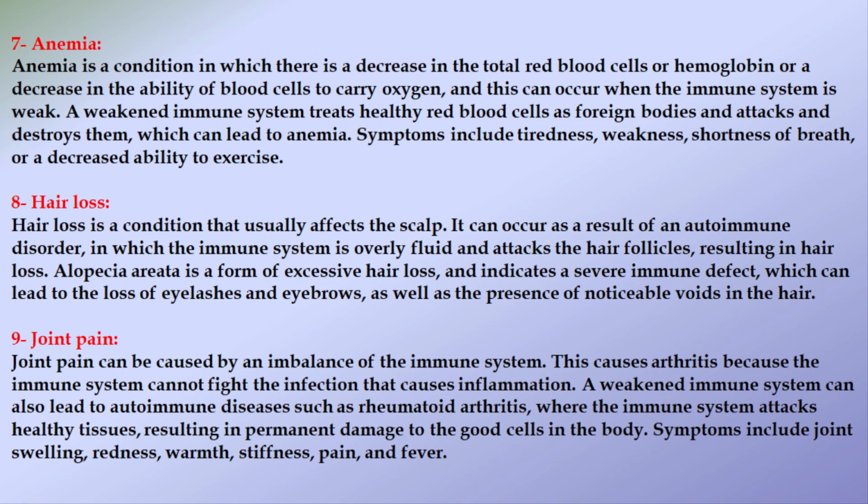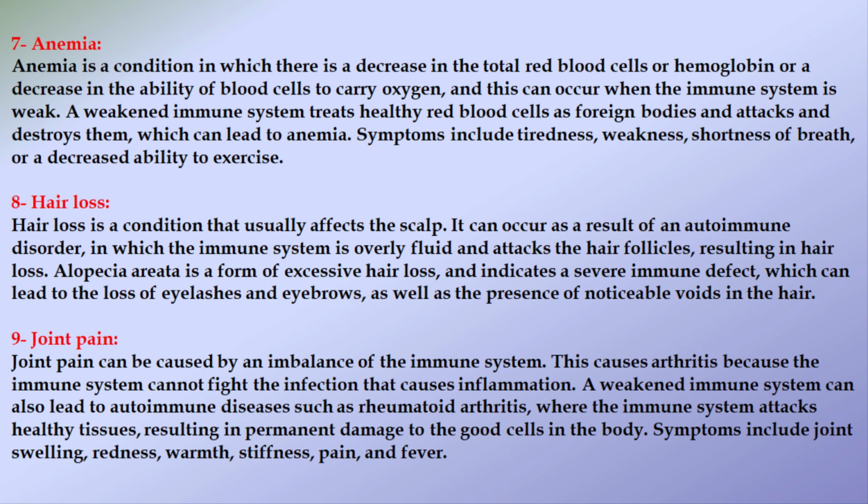7. Anemia. Anemia is a condition in which there is a decrease in the total red blood cells or hemoglobin, or a decrease in the ability of blood cells to carry oxygen. And this can occur when the immune system is weak. A weakened immune system treats healthy red blood cells as foreign bodies and attacks and destroys them, which can lead to anemia. Symptoms include tiredness, weakness, shortness of breath, or a decreased ability to exercise.